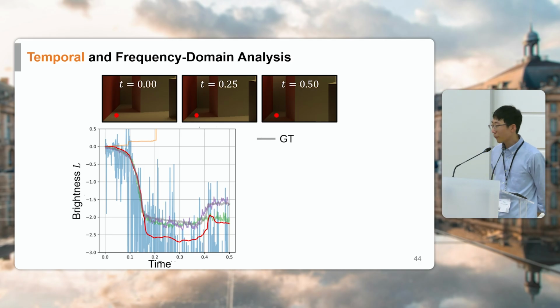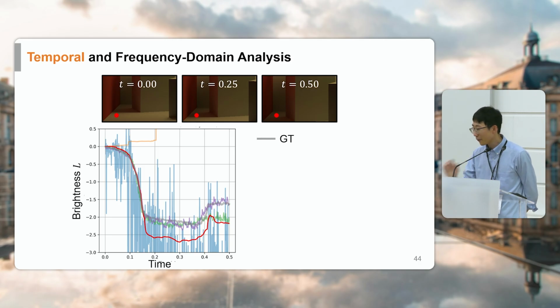We then perform temporal analysis by plotting brightness over time at a certain pixel. First, the naive path tracing, as you can see, ends up with extreme temporal noise.